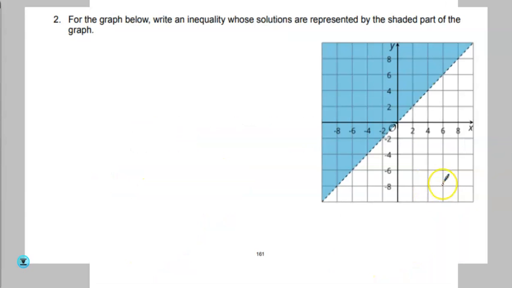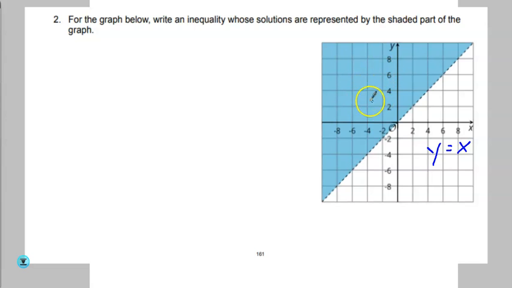So looking at part 2, is this going to be an or equal to or not an or equal to? Right? It's not going to have that or equal to because it's that dotted line. So it wants us to write an inequality for this one. Well, this line is usually y equals x. It goes straight, diagonal, 1, 1, 2, 2, 3, 3. But it's not y equals x because it can't be equal to. It's shaded up here.